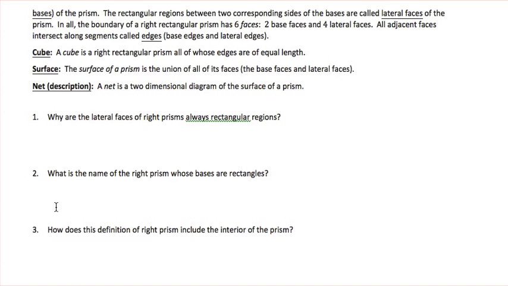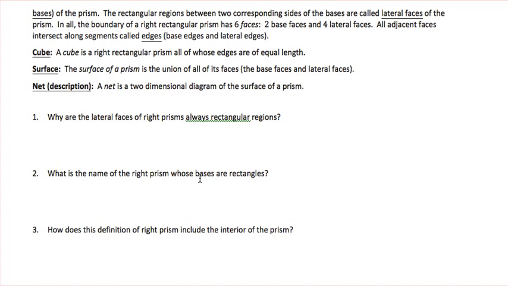And also in our review, the lateral faces of right prisms are always rectangular regions because along the base edge, the line segments are always perpendicular to the edge. Remember, in a prism, there are two bases, the top and the bottom. So there's the same shape on top as on bottom, and it's the same size, so that makes it a rectangle.